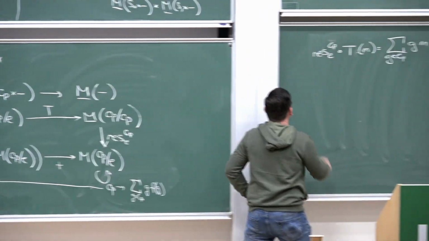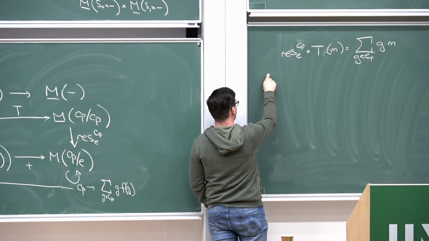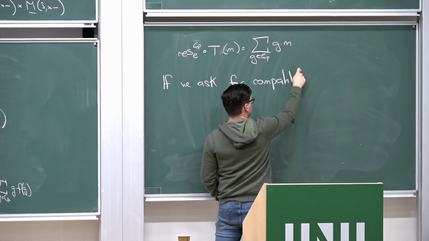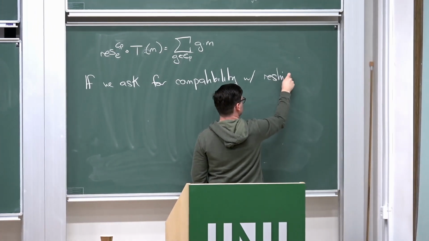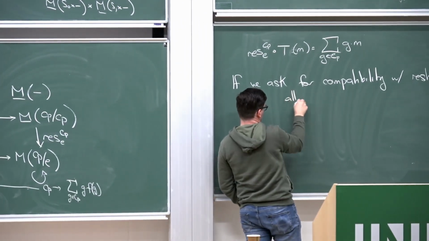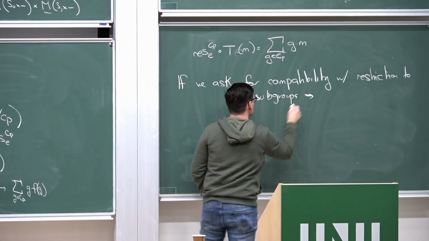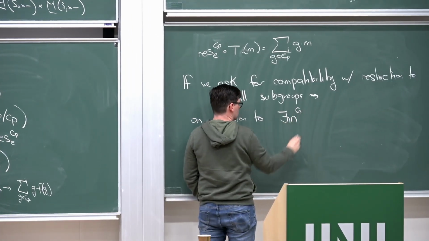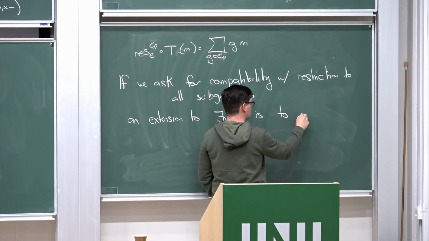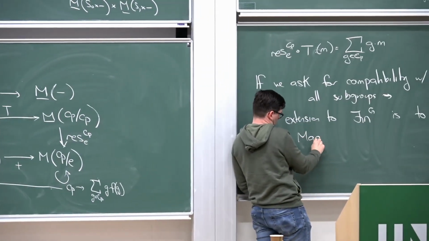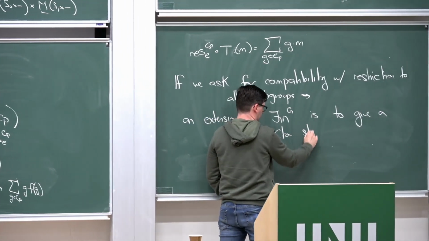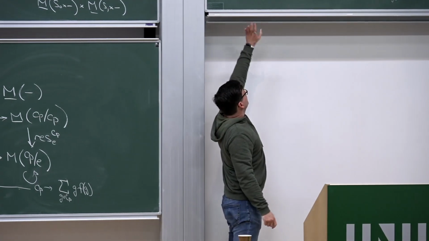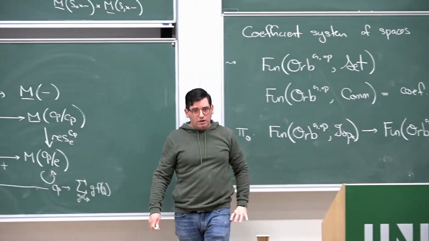So the resulting condition, if we add an assumption which I need for the equivariance, if we ask for compatibility with restriction to all subgroups, then to give myself an extension to finite G-sets is to give a Mackey functor structure on M. So I can think of my Mackey functors as a particular kind of additional structure that I add to my coefficient system.